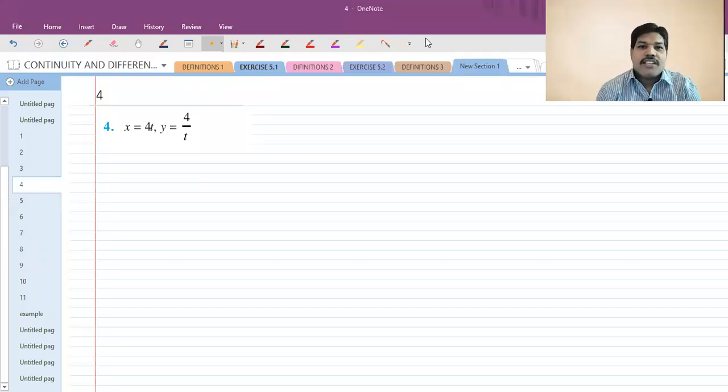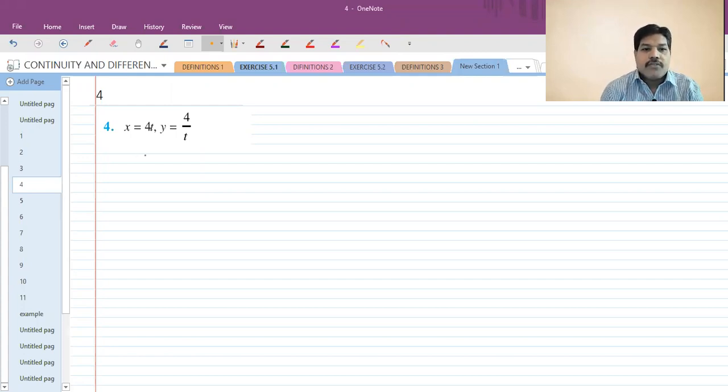So in the previous class, we started the derivatives of parametric equations and calculated the dy by dx values. We completed up to question number 3. See question number 4, students. x is equal to 4t and y is equal to 4 by t. Then calculate the dy by dx value.